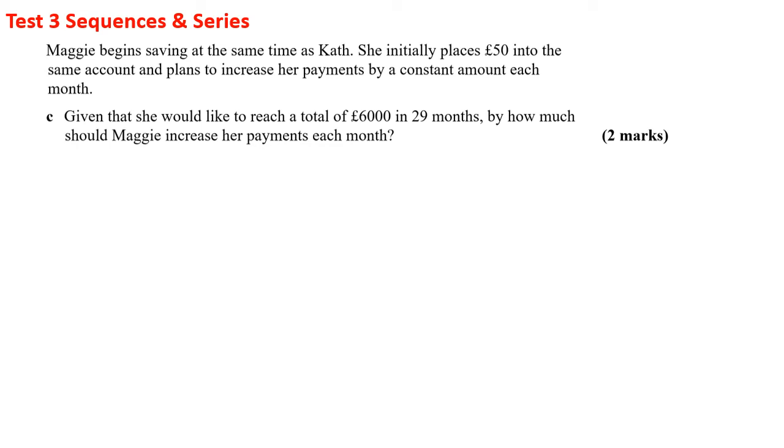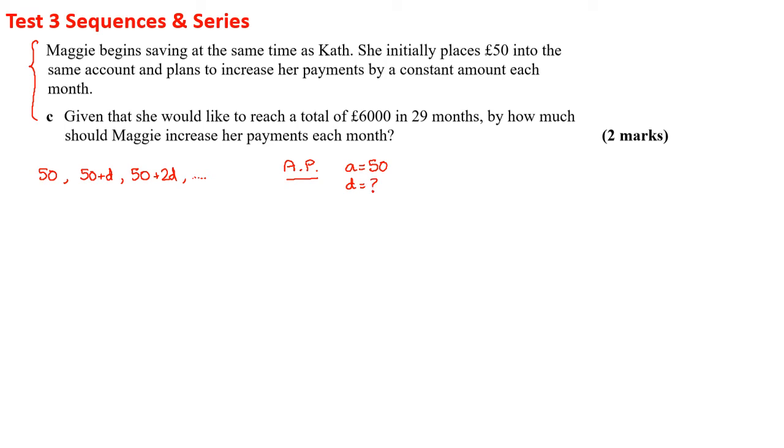So in part C, again, I would start by writing out the sequence generated by this worded context. And I can see that actually now we're in a different situation. We have an arithmetic progression. So we're looking at our first term, A is 50. Our common difference, D, we don't know.